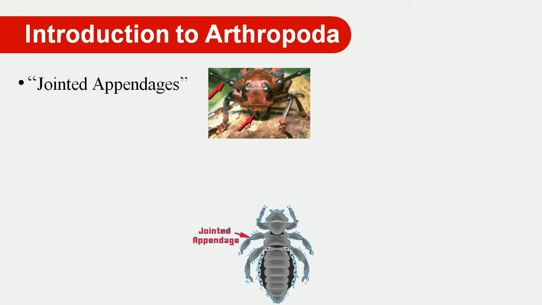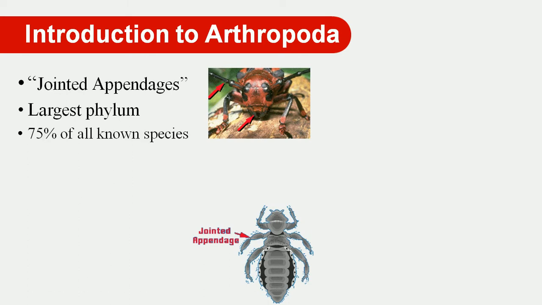As we discussed on the previous slide, this phylum is the largest phylum in the animal kingdom. About 75% of the well-known species are found in the phylum Arthropoda. All these animals are bilaterally symmetrical in body. It is easy to divide the body into two equal parts.